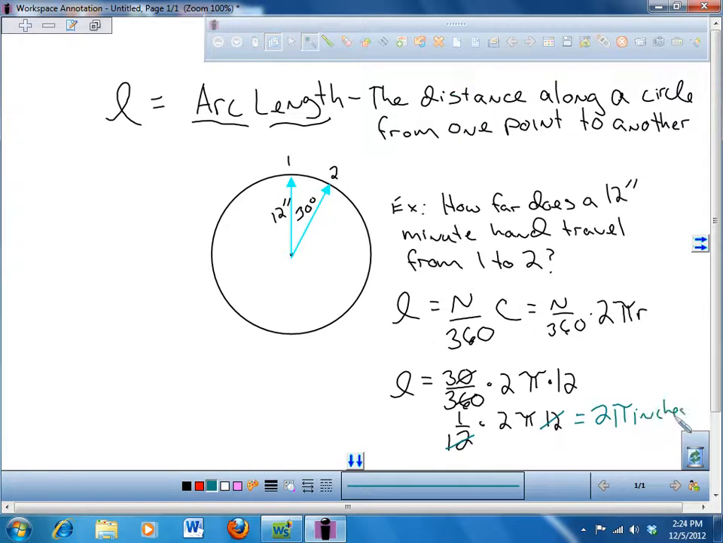So if you have a 12-inch minute hand on your clock, then it will travel 2 pi inches, or about 6.28 inches from here to here. So that's called arc length, the distance from one point to another. I'm not done yet, though, unfortunately, because they like to throw trickier ones.